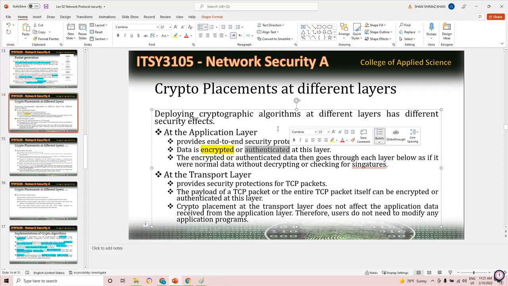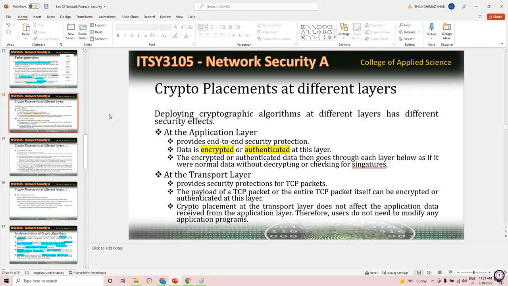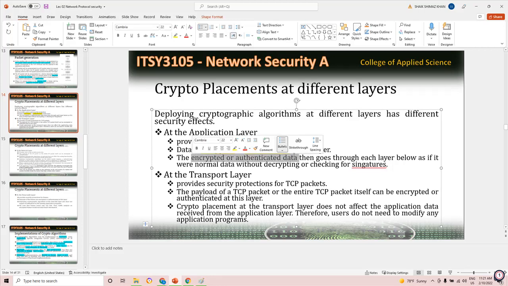I told you authentication means proving the genuineness of an entity. So when we are talking to each other now, you should be sure that Shimas is talking here, and also I should be sure that so and so student is there. That is called authentication. So when you encrypt at the application layer, the encrypted or authenticated data goes through the layers below without decrypting or checking their signature.